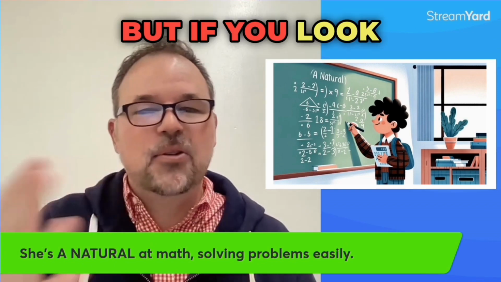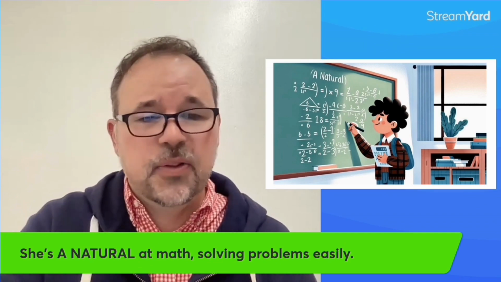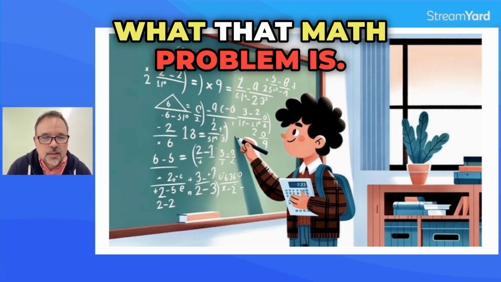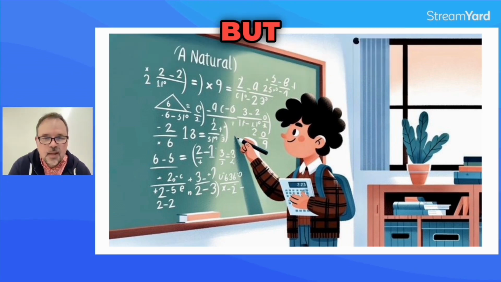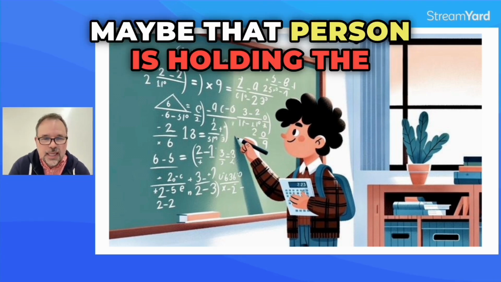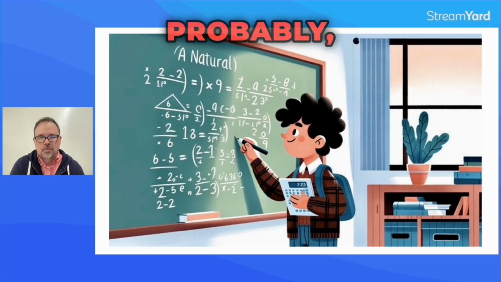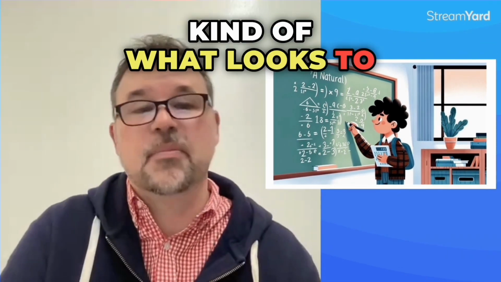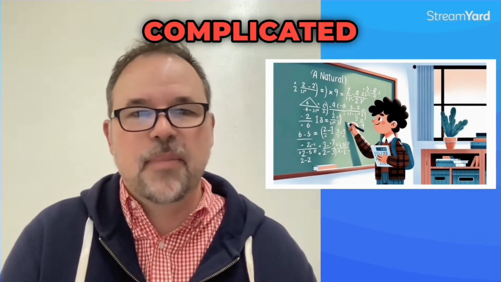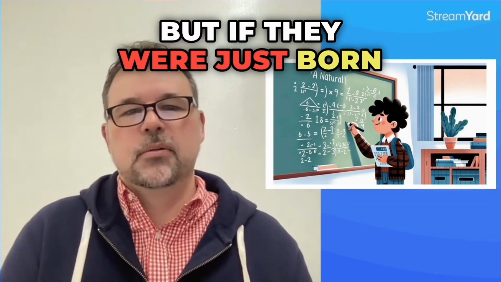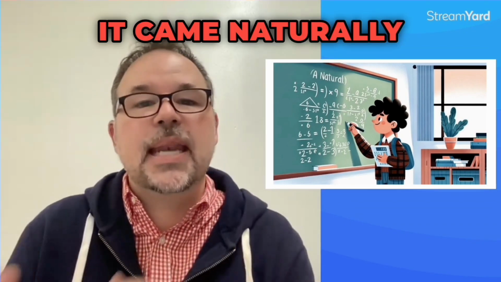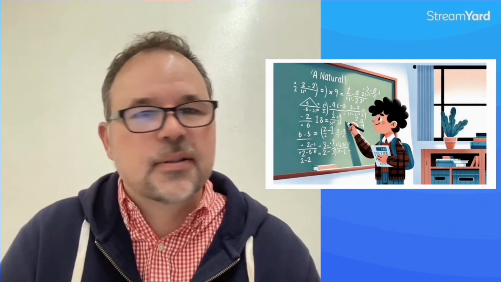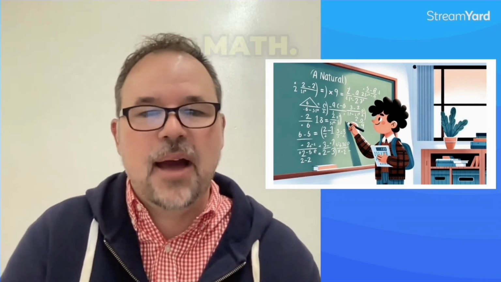It is not. But if you look at the picture there, hopefully there are no mistakes in this one. I don't think there are. I mean, I don't know what that math problem is. There could be mistakes there, but maybe that person is holding the calculator backwards. I'm not sure, probably, right? But they are performing what looks to me to be a very complicated math problem. But if they were just born really good at math, it came naturally to them, they didn't have to work at it, well, that's good. It's not the case for me. I'm very, very bad at math.